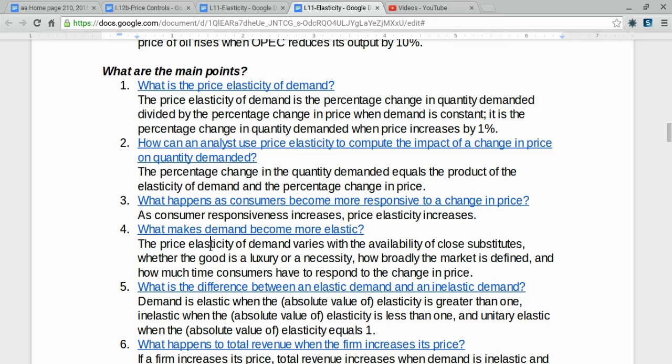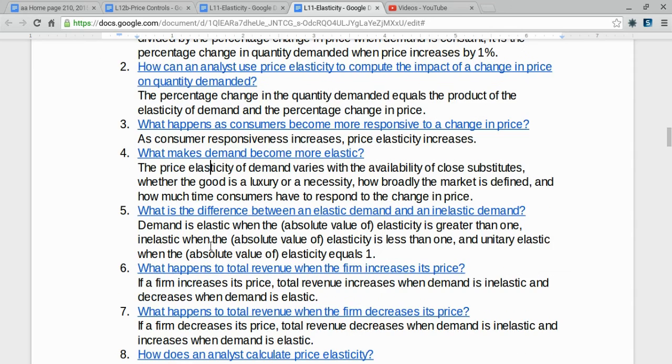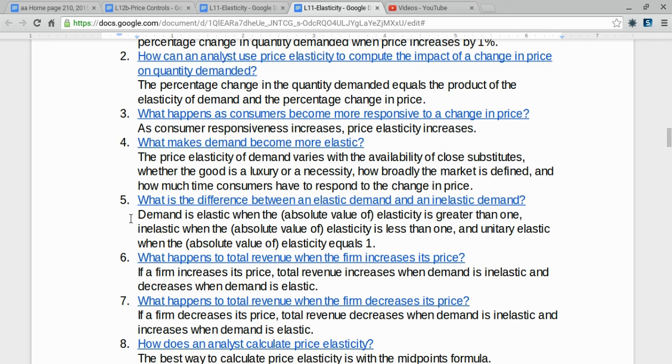Number 4, the price elasticity of demand varies with the availability of close substitutes, whether the good is a luxury or a necessity, how broadly the market is defined, and how much time consumers have to respond to the change in price. Number 5, it's the distinction between demand that's elastic and inelastic.